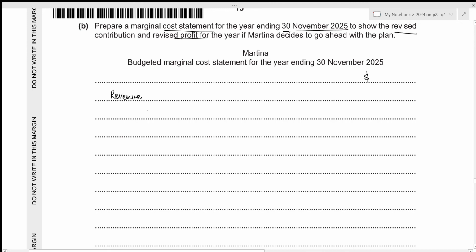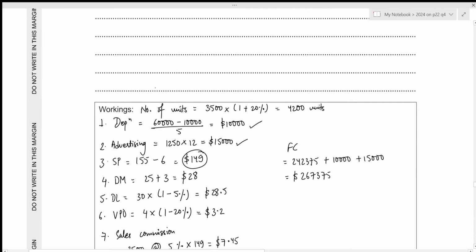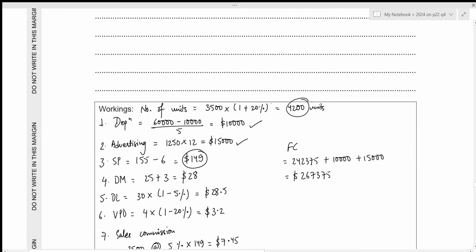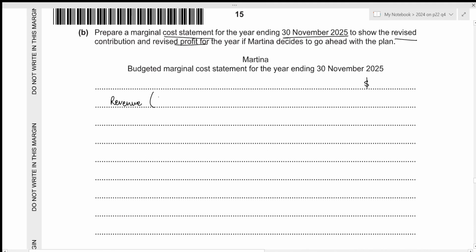So for the total revenue, we just need to multiply the number of units to the selling price per unit. In this case, the new number of units is 4200 and the selling price per unit is 149. So 4200 times 149. This results in the revenue to have the value of 625,800. Then we subtract all of our variable cost.